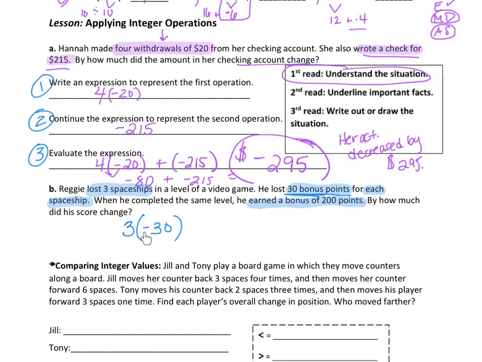And I would say in the points. Because if he lost 3 spaceships, they each were worth 30 bonus points. So he lost these 30 bonus points times 3. Okay. And then he earned a bonus of 200, so plus 200. And then you solve. So 3 times negative 30 is negative 90. Plus 200, you should get 110 points.